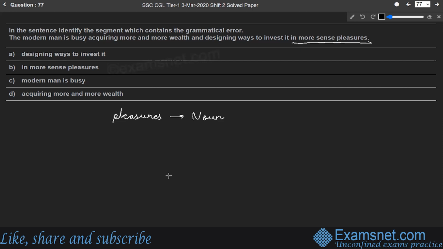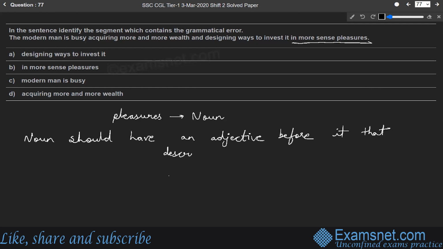And do you know there is a rule for a noun? The rule is noun should have an adjective before it that describes it. So here the noun is pleasures. Okay. So before pleasures, there should be an adjective that describes it. But you can see that before pleasure, there is a verb which is sense. So sense is a verb here. But according to the rule, noun should have an adjective before it. So this verb should be changed into an adjective.